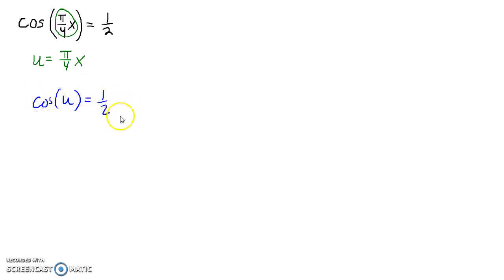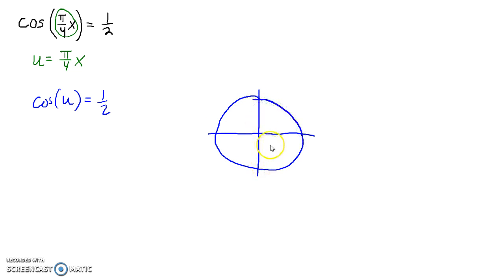And now we can solve this just like any other cosine equation, which means we can do things like look at the unit circle and say if the cosine value, the x-coordinate, is 1/2, what are the angles? I happen to know this one. This is a special angle, and I know that two of my solutions are pi over 3 and down here 5 pi over 3.